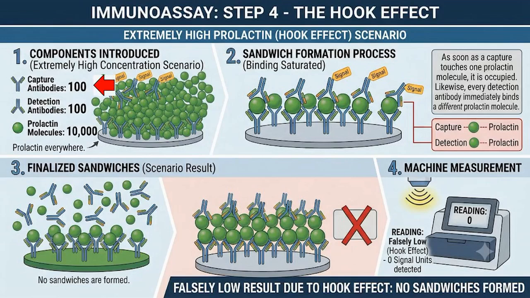Step 4. Extremely high prolactin, hook effect. Now imagine there are 100 capture antibodies, 100 detection antibodies, 10,000 prolactin molecules. There is prolactin everywhere. As soon as a capture antibody touches one prolactin molecule, it is occupied. Likewise, every detection antibody also immediately binds a different prolactin molecule because there are thousands available. For example, capture, prolactin; detection, prolactin. Notice something important. The capture antibody and detection antibody are no longer attached to the same prolactin molecule. Therefore, no sandwich is formed.